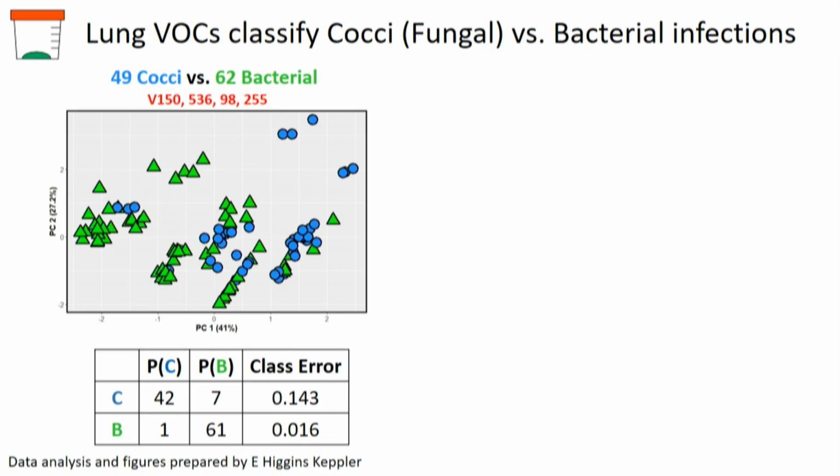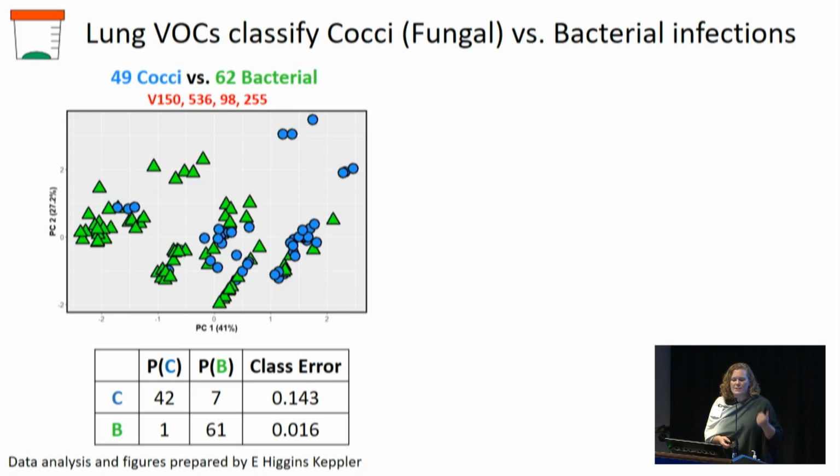When we used the VOCs that were detected in these specimens, and again, we performed random forests to identify the metabolic features that would differentiate the classes, and we compare in this principal components analysis the samples that were 49 cocci samples versus the 62 bacterial samples. We identified 4 VOCs that could differentiate these 2 classes with high accuracy, and the VOC numbers are just listed up here at the top.